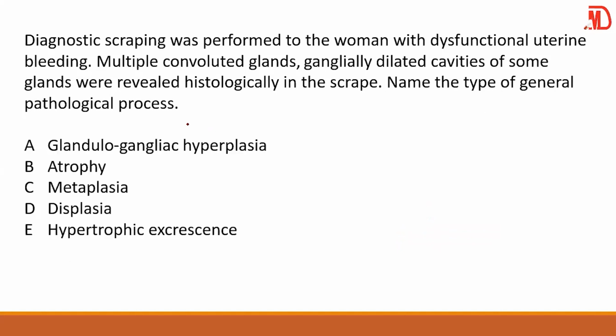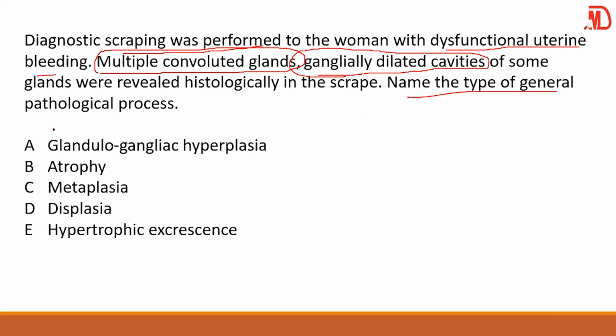Again, look at this lovely question. This one, you guys should just close your eyes and answer this question. Diagnosis scraping was performed to a woman with dysfunctional uterine bleeding. Guys, look, multiple convoluted glands. What does it mean? It means more glands. Dilated cavities. The question is, what is the name of this general pathological process?